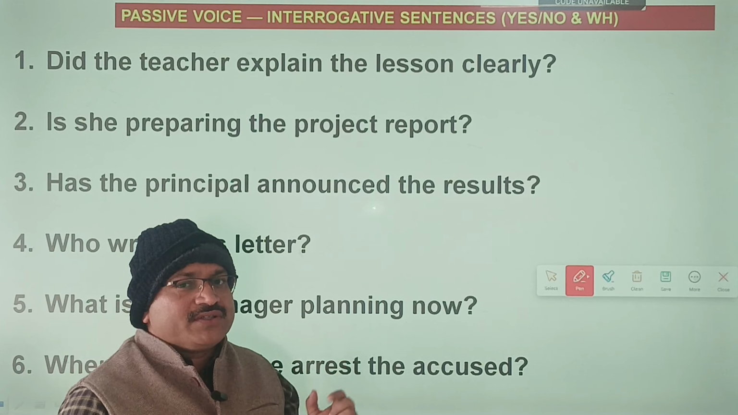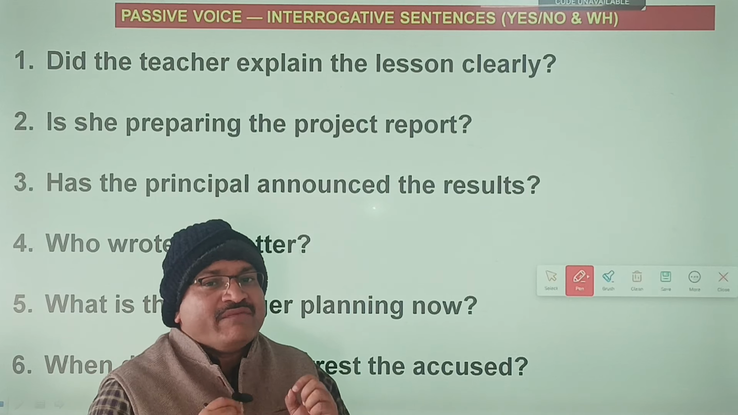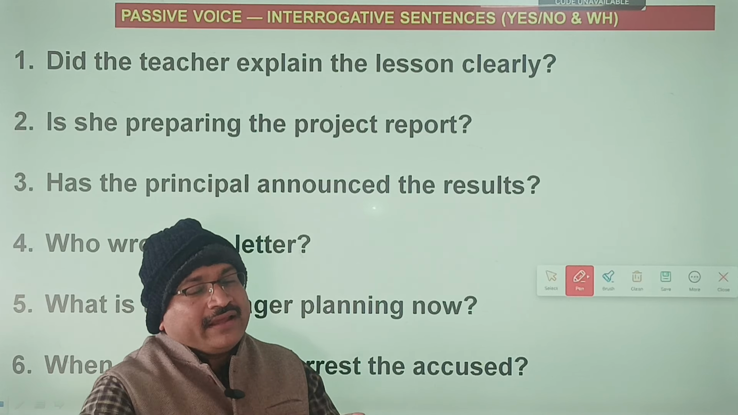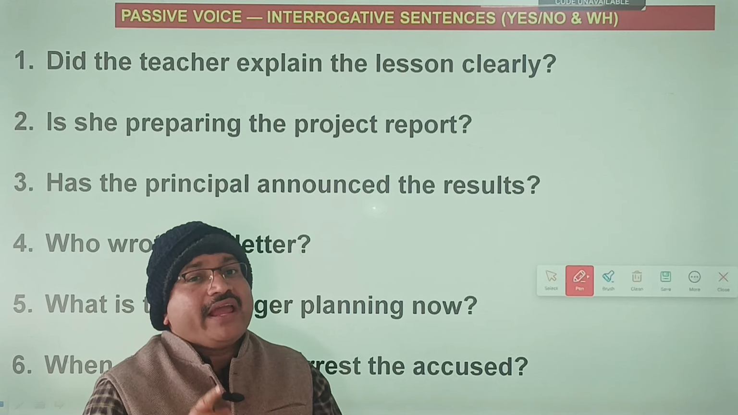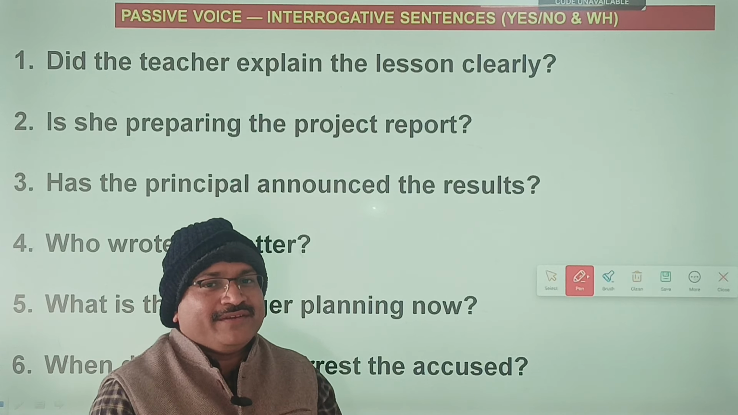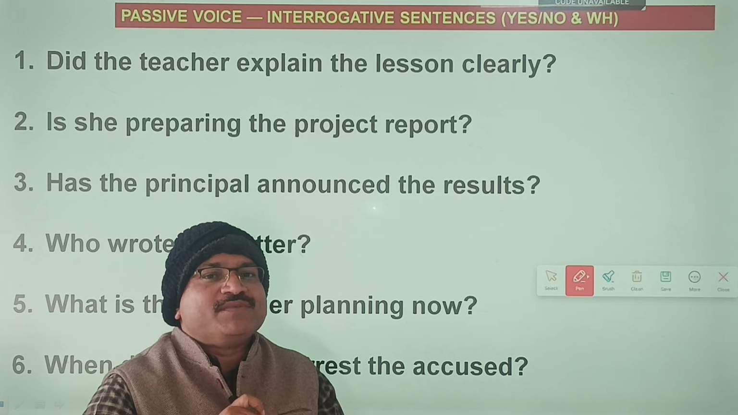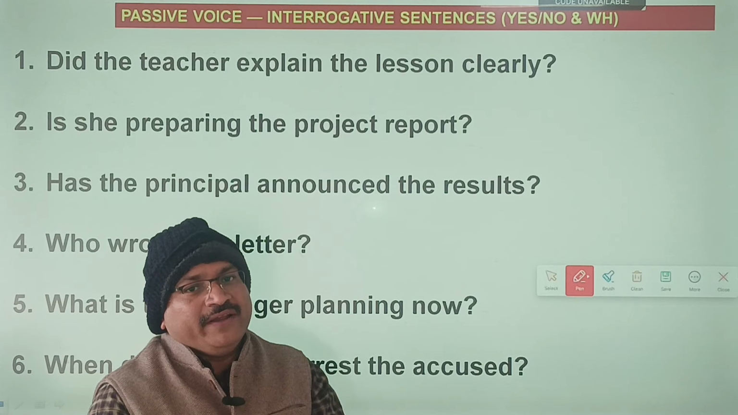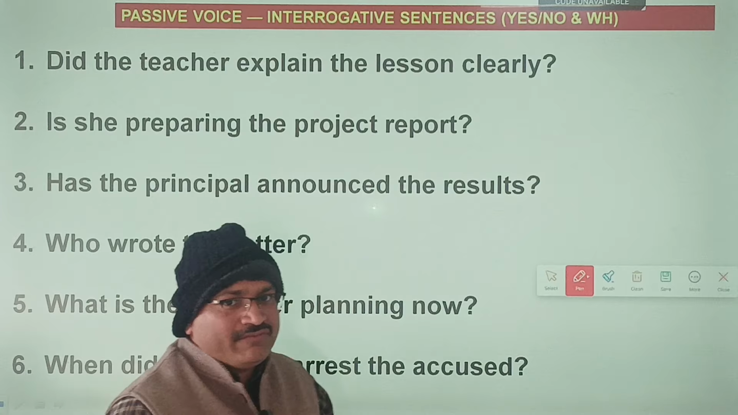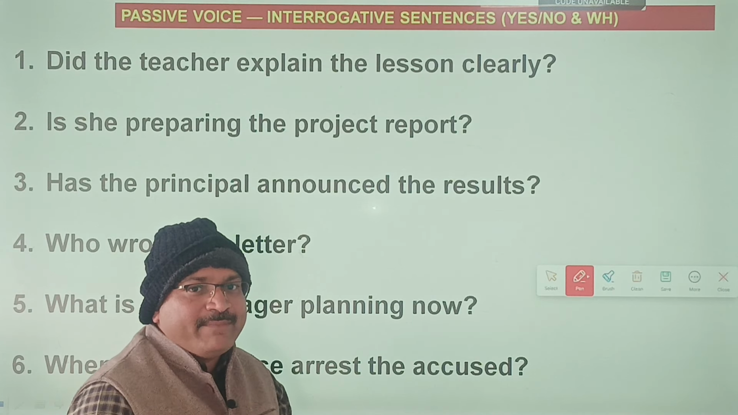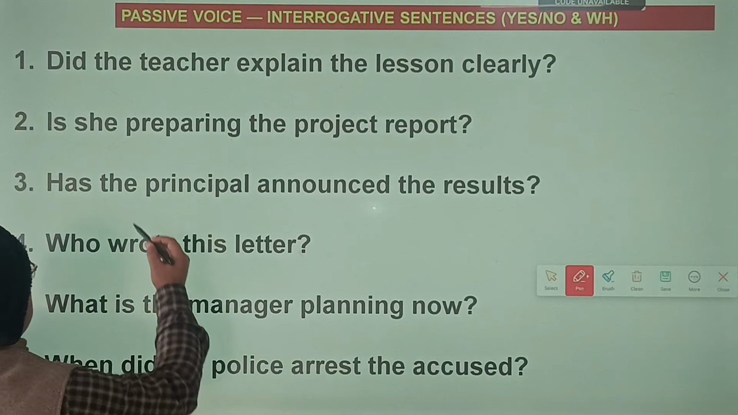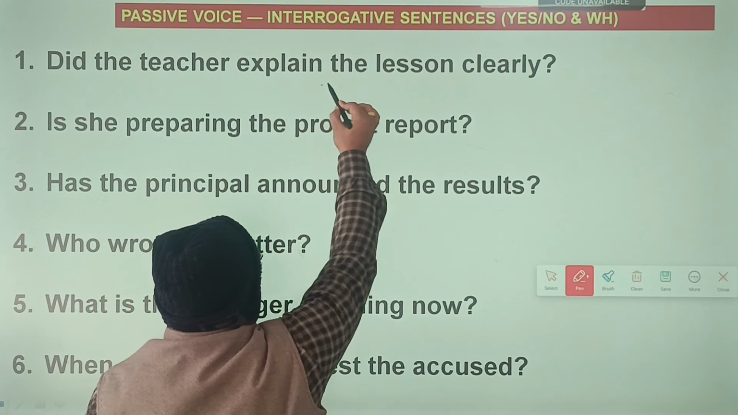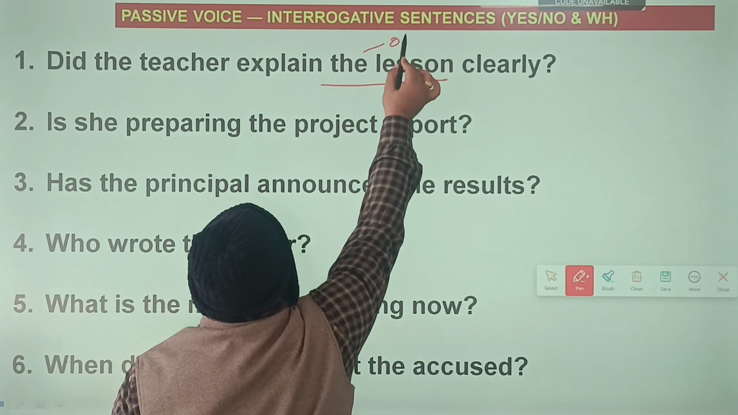Before we attempt these questions, one thing you have to remember: when the sentence is interrogative, then its passive voice will be interrogative only. Don't change the structure of the sentence. Passive will be in interrogative only. Let us see, it will be more clear when we'll attempt the questions. Did the teacher explain the lesson clearly? What is the object here? First find the object, the lesson. Yes or no?